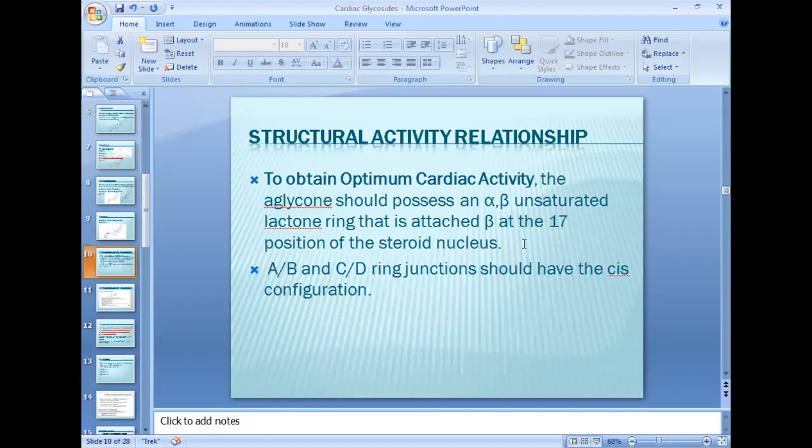As far as structure activity relationship is concerned, its structure is very important for its cardiac activity. To obtain its optimum cardiac activity, it has an aglycone part which possesses an alpha, beta unsaturated lactone ring, attached at carbon 17 of the steroidal nucleus, that is the cyclopentanophenanthrene ring, whereas rings A and B and C and D should have cis configuration.